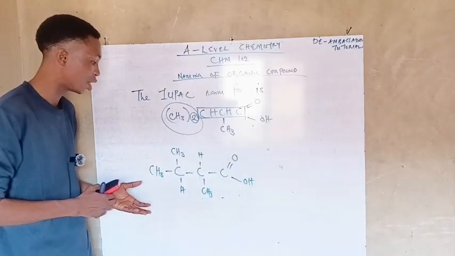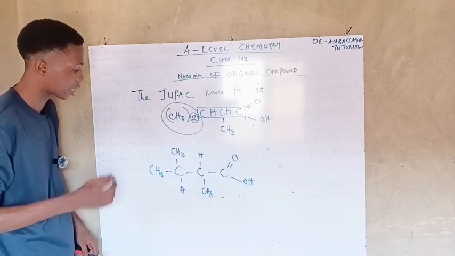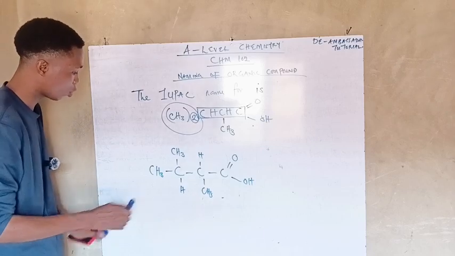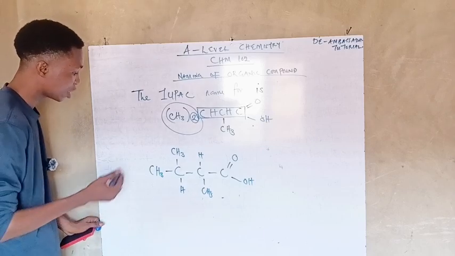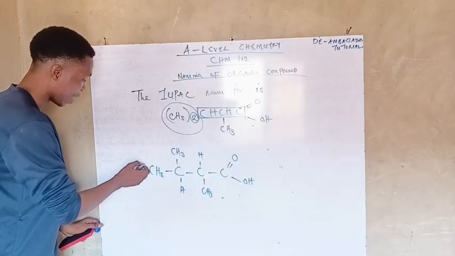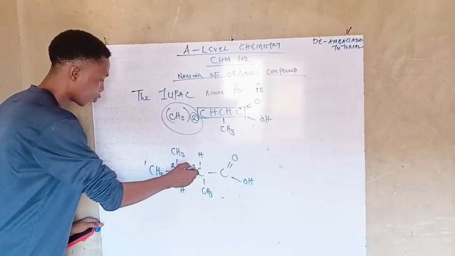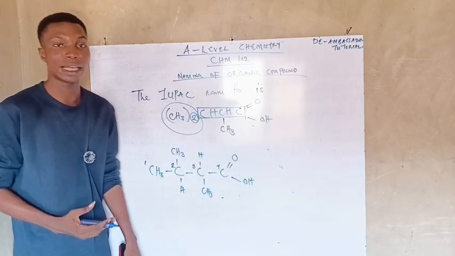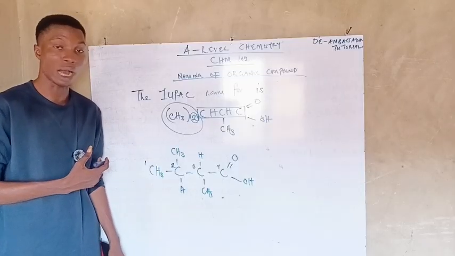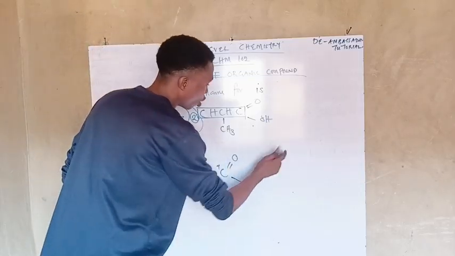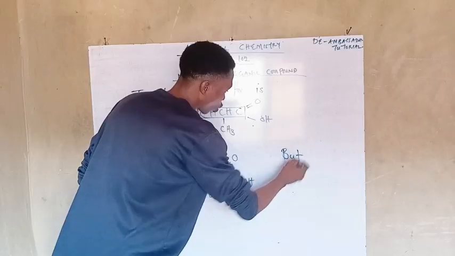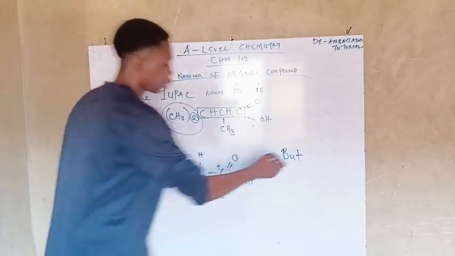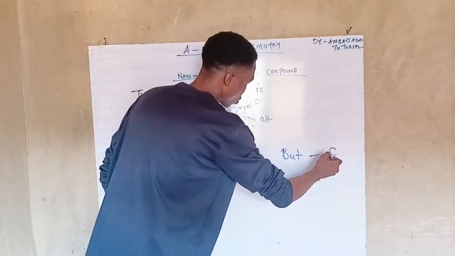So how do we name this? The first thing is to count the longest carbon chain. So looking at the longest carbon chain, picking from my left hand side, I have 1, 2, 3, and 4. Anytime we have 4 carbon atoms, it's usually called butane. Or just call it but. 4 carbon atoms are called but.